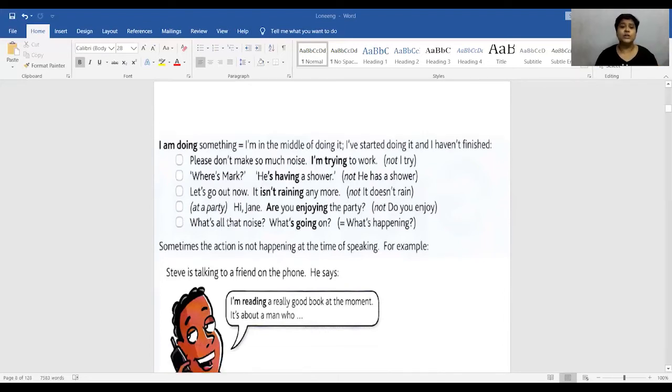Now, what's all the noise? What's going on? So, what's happening? What is happening is contracted to what's happening, and this is the present continuous.